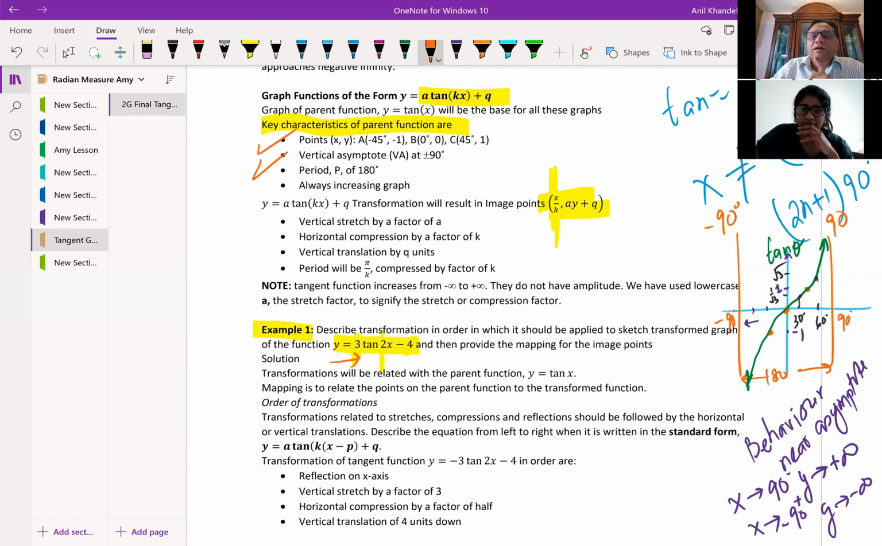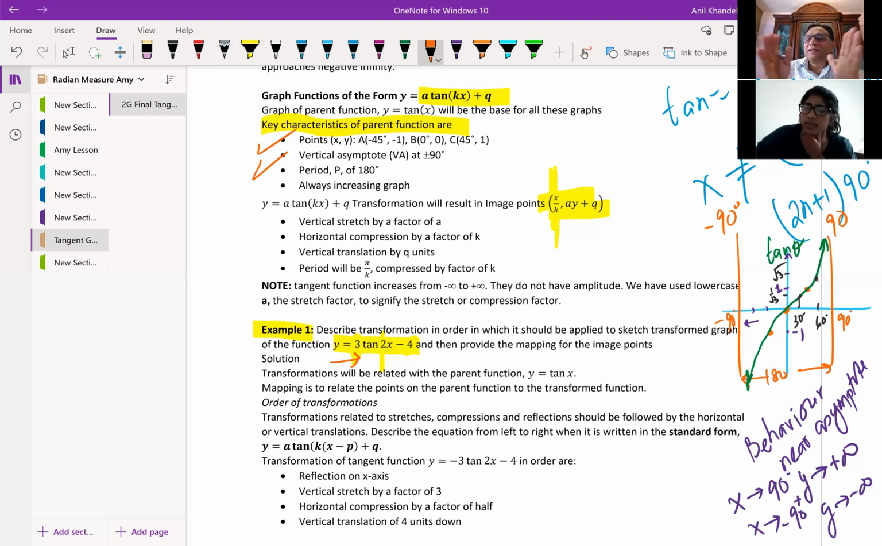First thing you were correct. Vertical stretch by a factor of 3. Now, second will be horizontally compressed by a factor of half. You see that? When you do that compression by a factor of half, what happens to the time period? The time period, which was 180 degrees or pi, will now be 90 degrees or pi by 2. It gets shrunk. Do you see that?